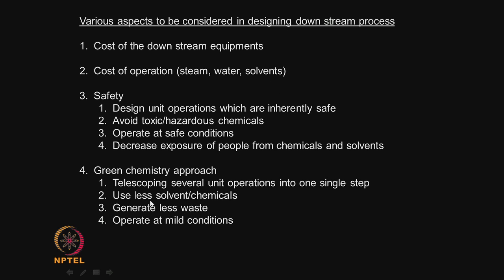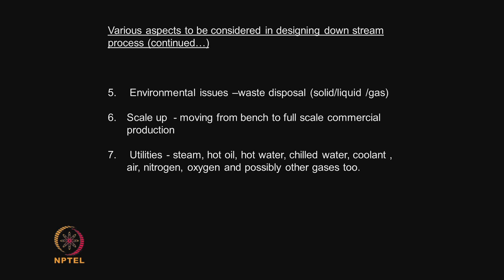Then finally, I need to consider, can I combine 2 downstream steps? As I showed you in the previous example, if I have 3 downstream steps, each with 0.98 efficiency, and if I multiply all 3 of them together, I may end up with a much smaller number. So, can I combine 2 downstream steps into 1? Can I use less solvent or chemicals? Can I generate less waste? Can I operate at milder conditions rather than very high pressure and high temperature, or very cold conditions? Can I operate at ambient condition? So, these approaches also should be considered when I am designing a downstream processing step.